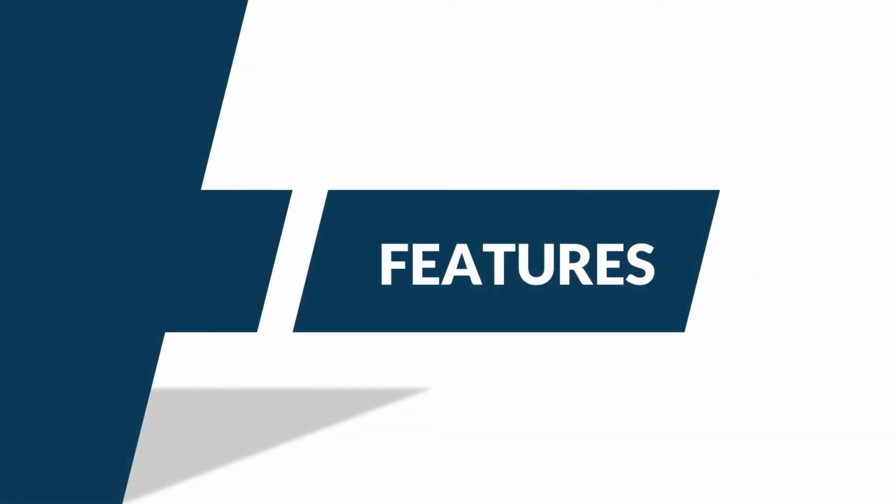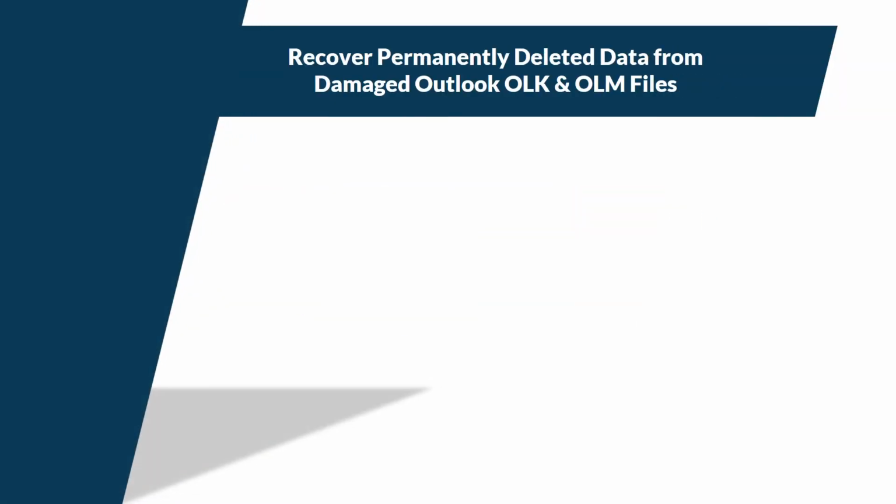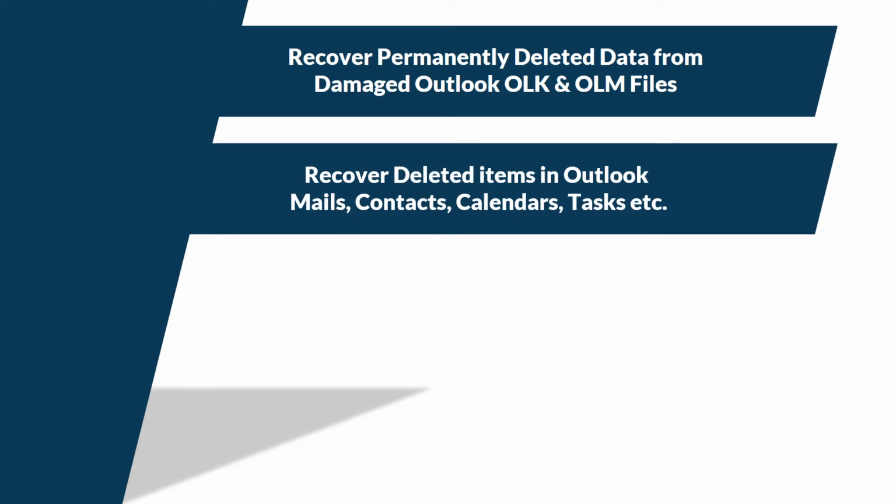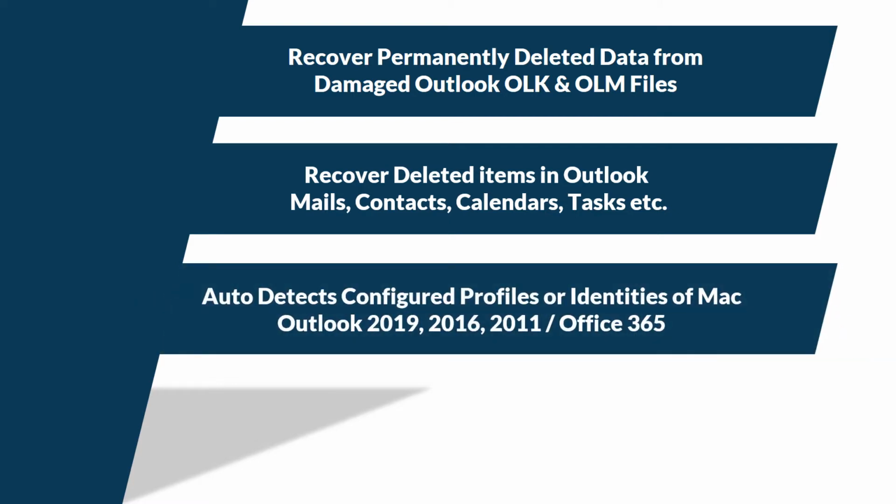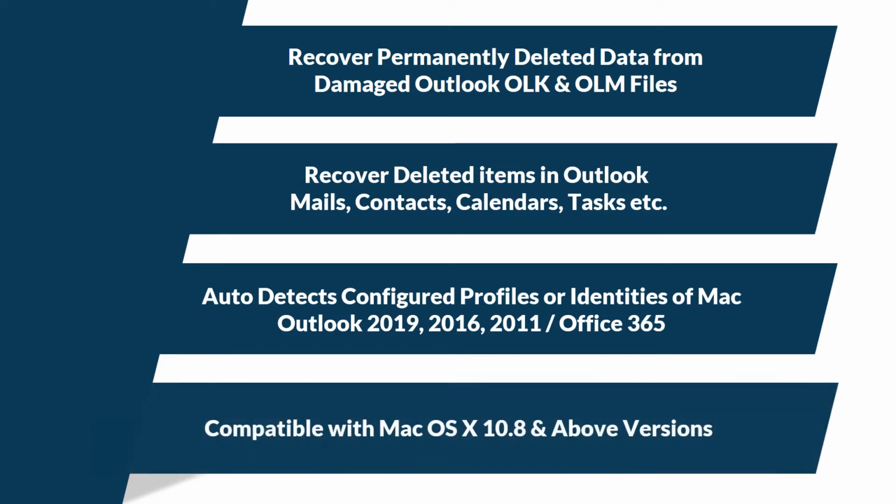Now let's check out the main features of the software. The tool helps in recovering permanently deleted data from damaged Outlook OLK and OLM files. And the tool recovers deleted items in Outlook, like mails, contacts, calendars, tasks, etc., in auto-detect configured profiles or identities of Mac Outlook 2019, 16, 11 and Office 365. And the tool is compatible with Mac OS X 10.8 and above versions.